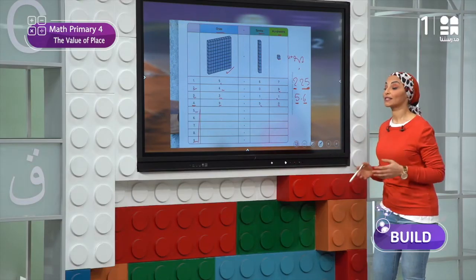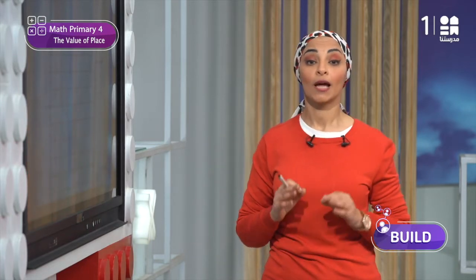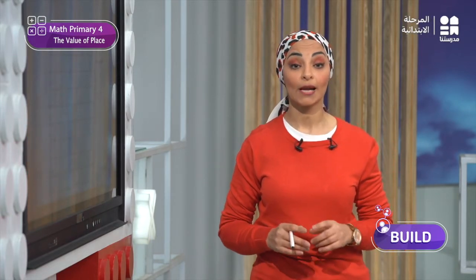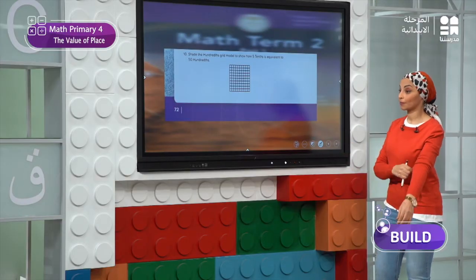And after writing and reading the decimal numbers, now we have in problem number 10 a drawn hundredths grid model. Let's see it together.